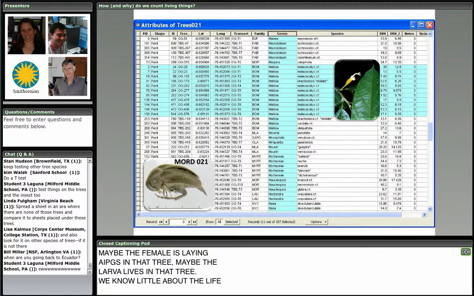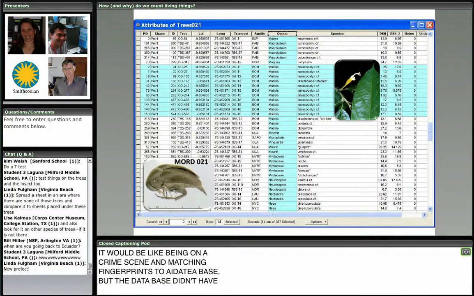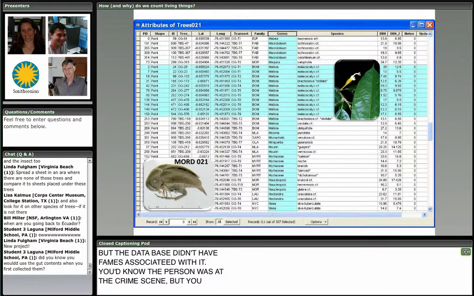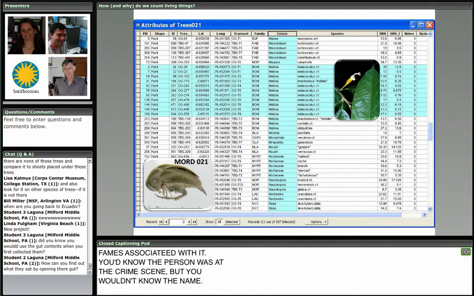But the problem for using this in Ecuador right now is that we don't have a database of DNA sequences that map to reliably identified plant names. It would be like if you were on a crime scene and you collected fingerprints and matched that set of fingerprints to fingerprints in a database, but the database didn't have any names associated with it. You'd know that the person was at the crime scene, but you wouldn't know what their name was. So you could do something with that data, but not a lot. So what we're going to try to do in the future is develop a DNA barcode reference library for the plants and the beetles, and see if we can then use DNA to associate beetles with trees.